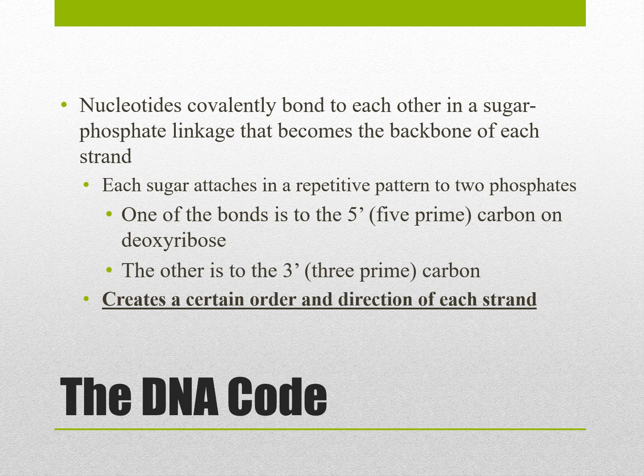So one side, one backbone of our ladder, is going to be 5' to 3', and then the other side is going to be the opposite, 3' to 5'. And that's very important. The middle part, those rungs, are going to be our nitrogenous bases, and they're going to alternate as well based on some pairing rules, which we'll talk about in a minute. So let's go to that image and then talk about this again.